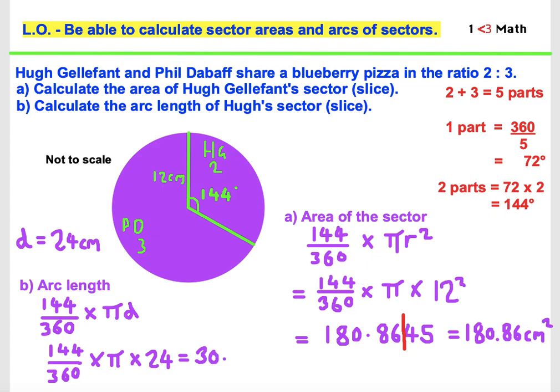and that gives us a solution of 30.1592. Again, we're going to round to a suitable degree of accuracy, which is 2 decimal places. So the second decimal place is the 5. It's got a 9 after it, so that means it's going to round up. And that's going to be centimetres because arc length, just like circumference, it's just a length. So it's centimetres or meters or millimetres. In this case, it is centimetres.